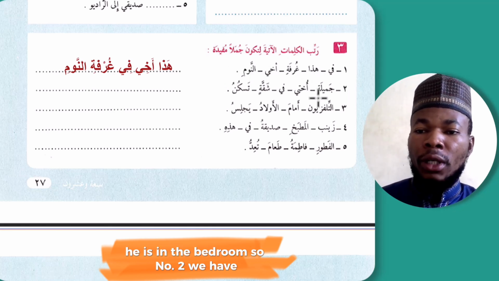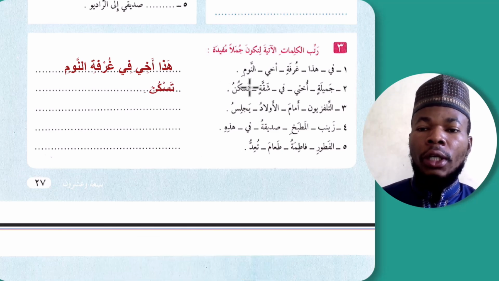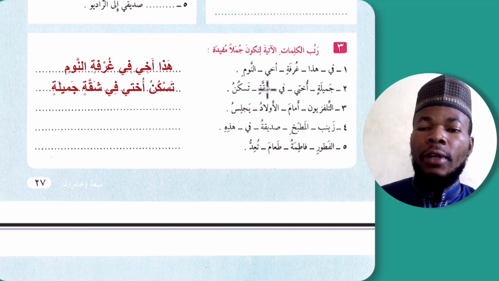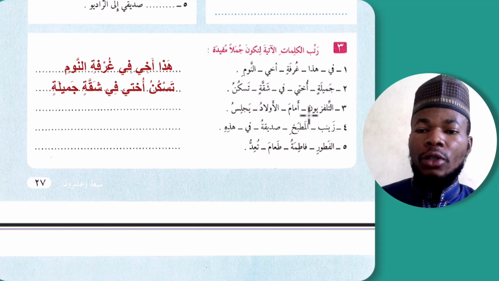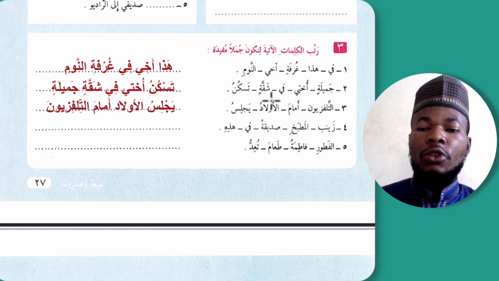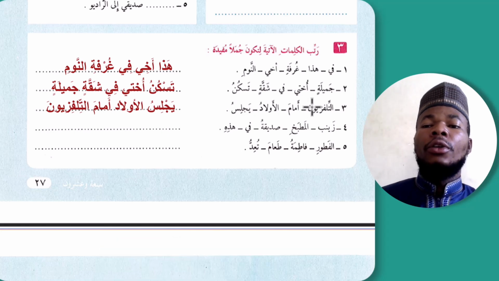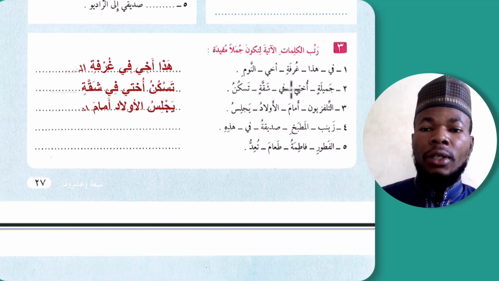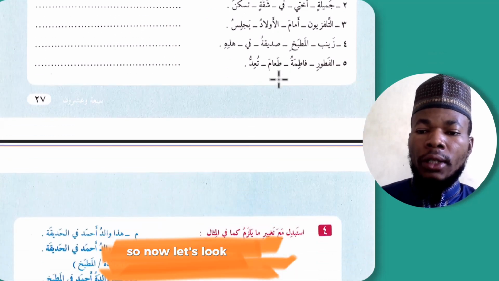So number two, we have Jamilatin ukhti fi shaqqatin taskunu. So here we are going to say taskunu ukhti fi shaqqatin jamilatin. That is, my sister lives in a beautiful flat. Number three, we have at-tilfiziyun amama al-awlad yajlisu. Yajlisu al-awladu amama at-tilfiziyuni. That is, the children are sitting in front of the television. So this is how we are going to complete this exercise. So now let's look at the next one.